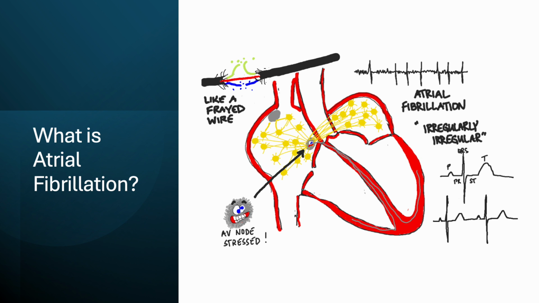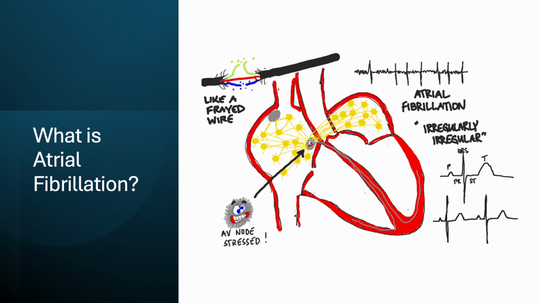Nodal cells are triggered randomly in the atria at rates that might exceed 300 per minute. If the ventricle beat at that rate, it would never be able to fill and immediately fail. Thank God the AV node holds the line and protects the ventricle.